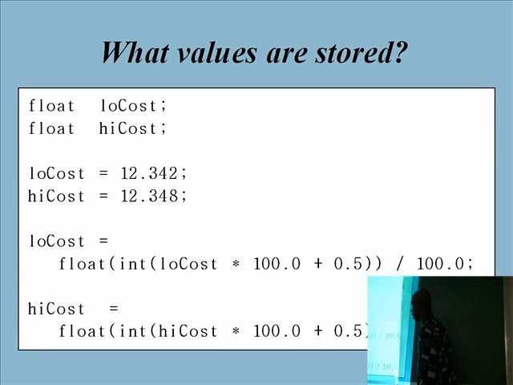So let's see what happens when I round high cost. The same thing, except the result comes out differently. My high cost is 12.348. I multiply by 100, which makes it 1,234.8. I add 0.5 to it, which gives me 1,235.3. I then cast it into an integer. Then I cast it into a float. Then I divide by 100, and now I have rounded that value into 12.35. See how that works?